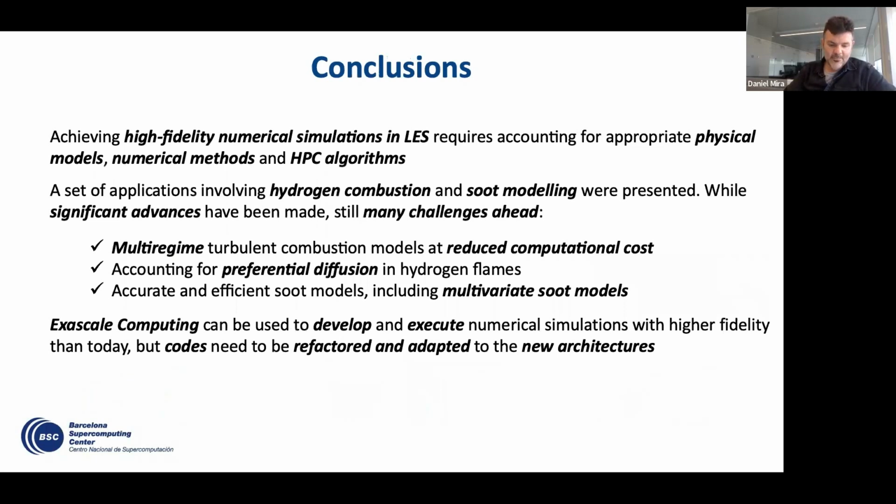So with this, I come to an end of the presentation, and I would like to give just a few takeaways. So the first one is that if we want to address or achieve high fidelity simulations with LES and even DNS, we need to define appropriate physical models, but not only physical models, but also numerical methods and HPC algorithms, so we can try to address more realistic problems, and also with a quite trade-off between accuracy and computational cost.